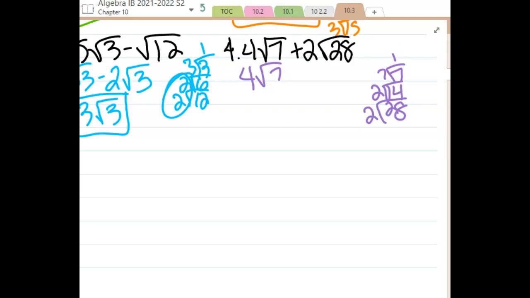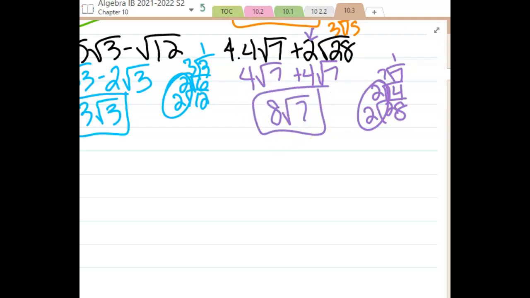Now it's going to be really, really important, guys. Yes, I have a pair of 2's. Always, always double check. There was already a 2 out there. So we have to take 2 times 2, and we get 4 square roots of 7. So I've got 4 square roots of 7 plus another 4 square roots of 7. When I combine these together, what do I get? 8 square roots of 7. Excellent. Very good.